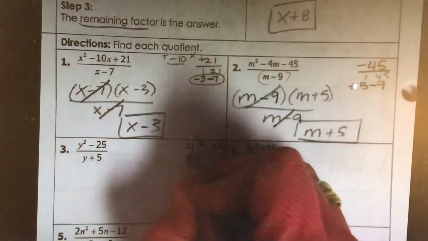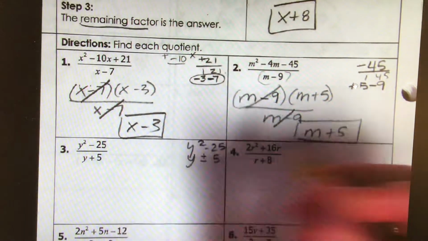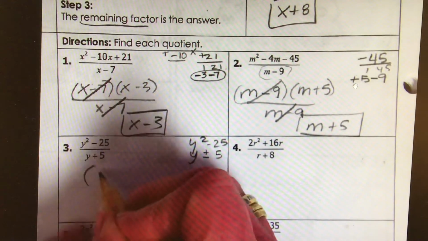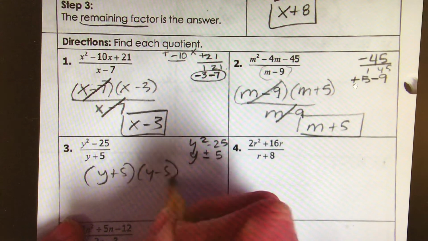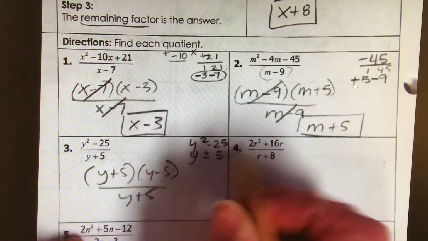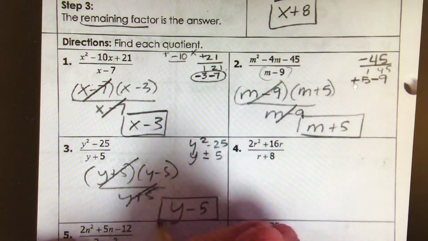Let's see, I have a difference of squares. That means I have y plus or minus 5. So let's go ahead and factor this out. Y plus 5, y minus 5, over y plus 5. Cancel, cancel. What's left? Y minus 5.